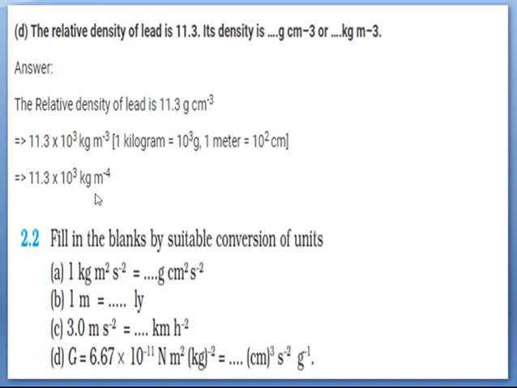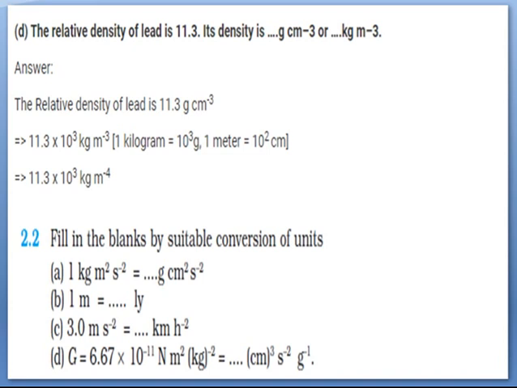Now by using this scale you can convert this 11.3 into 10 raised to the power of 3 kg per meter cube into gram per centimeter cube. So let us see the second question.